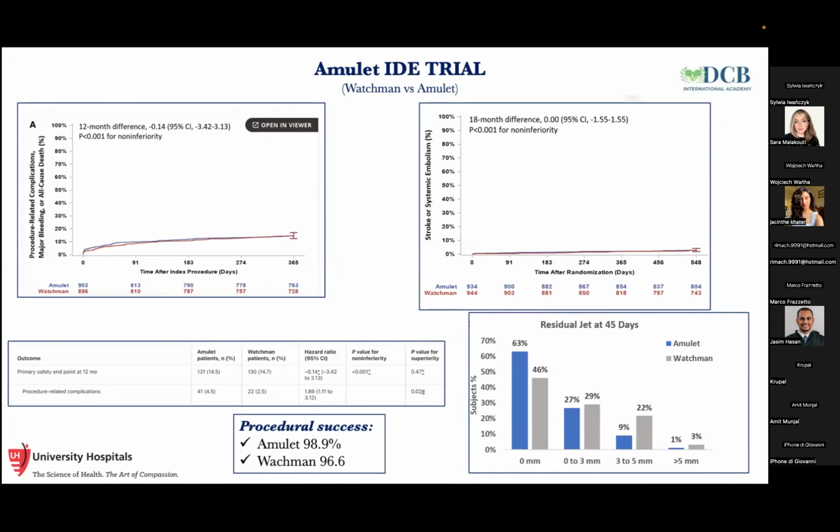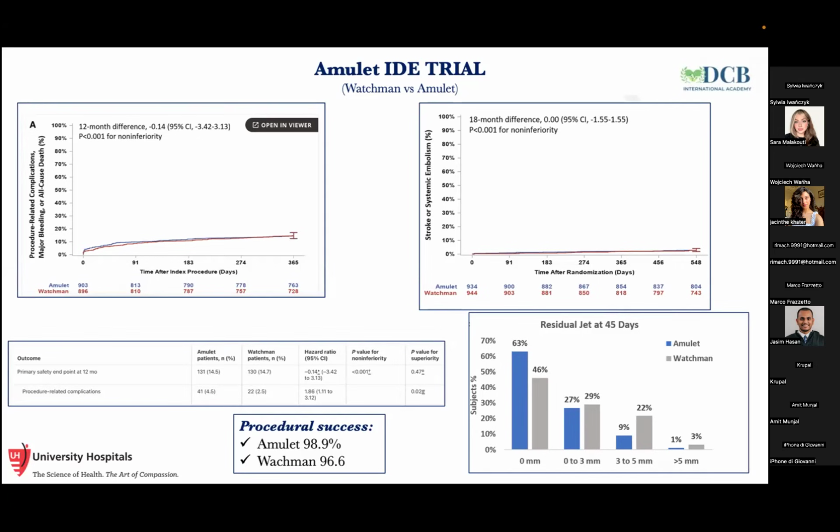Another important thing about this trial is not non-inferiority, because that was expected, but the difference between these devices. And this trial showed two important things. The AMULET device gives us more pericardial effusion, and this could be expected because it is a two-component device, so the disc increases the risk for pericardial effusion. Second, the AMULET has fewer residual leaks, as we can see on the bottom and on the right.